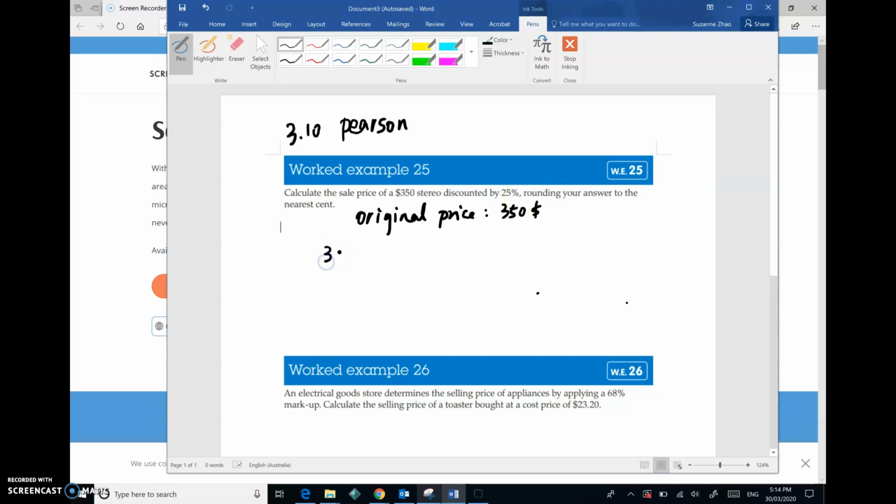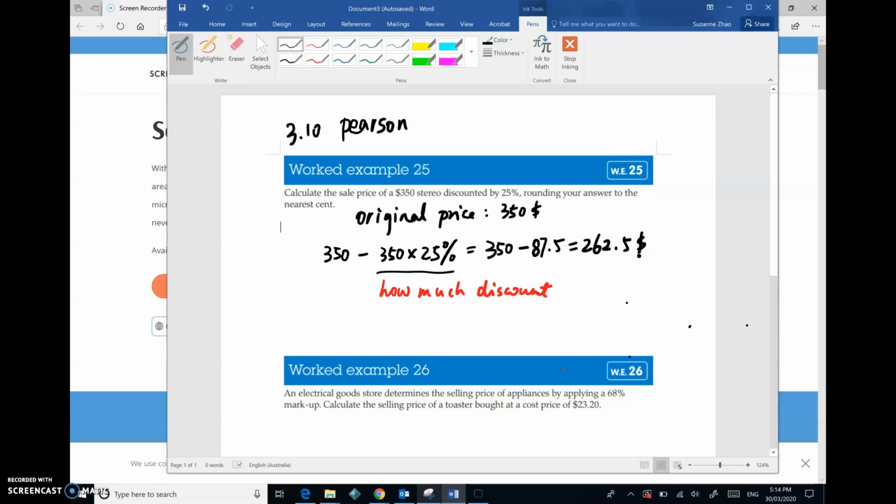So take away the original price times the discount. This part is how much discount. Okay, and then you can actually calculate. So 350, which is original price, take away the discounted price. 350 times 0.25, that's $87.5. So you take away, $262.5. Does that make sense? This is method one.